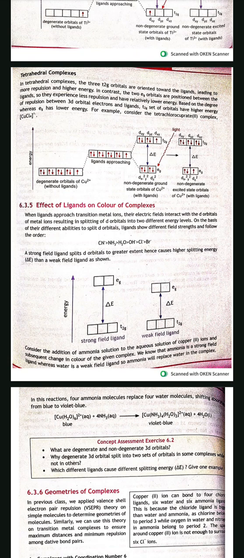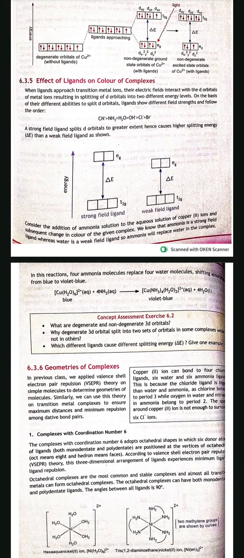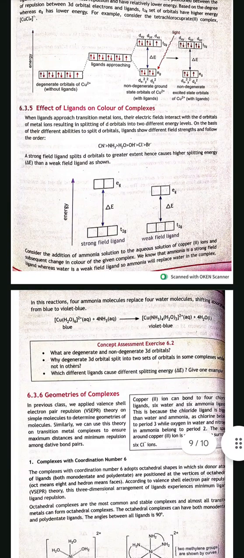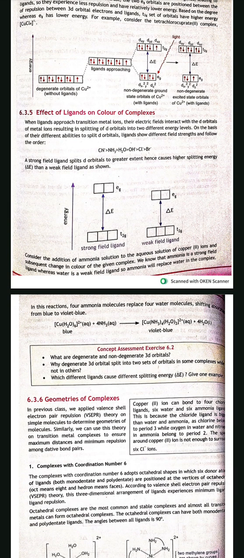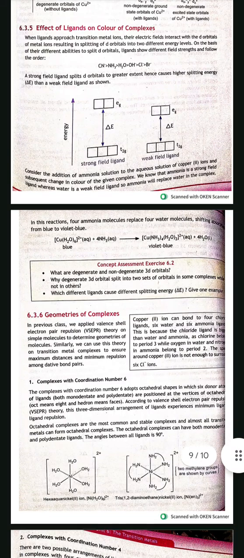Based on the degree of repulsion between 3d orbital electrons and ligands, the t2g set of orbitals has higher energy, whereas eg has lower energy. For example, consider the tetrachlorocuprate complex. So this is the approach, ligands approaching, non-degenerate ground state orbitals of copper, non-degenerate excited state orbitals of Cu2+. Effects of ligands on color of complexes.